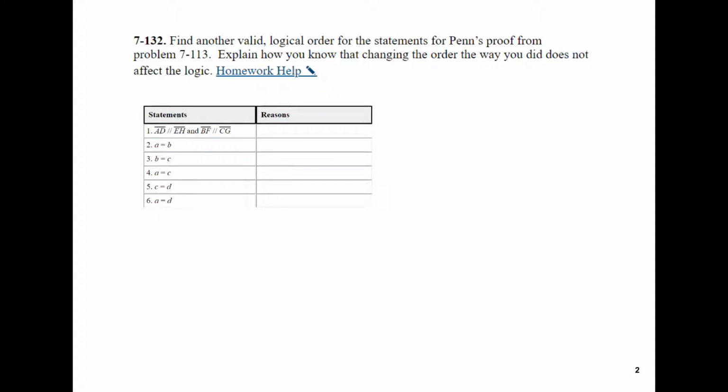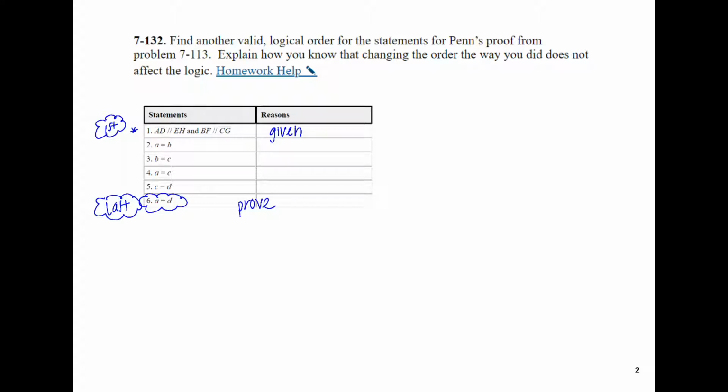Problem 7-132 says find another valid logical order for the statements for Penn's proof from problem 7-113. Explain how you know that changing the order the way you did does not affect the logic. So when we were looking at the proof from 113, our given statement must remain first no matter how we set up our proof. The last thing that we need to have is the statement that we were trying to prove. So 1 and 6 need to stay where they are.